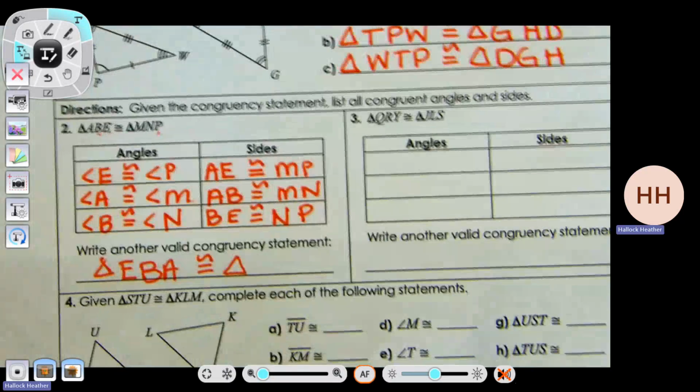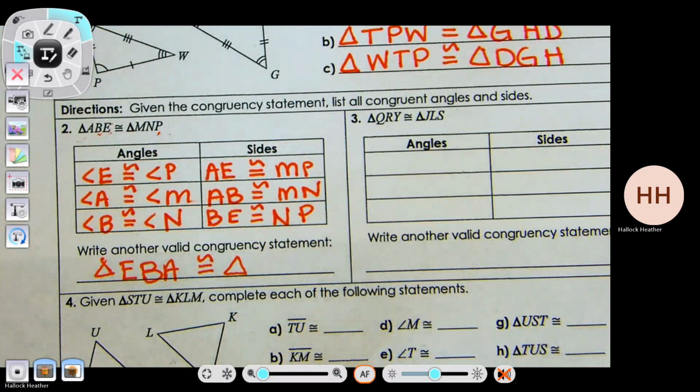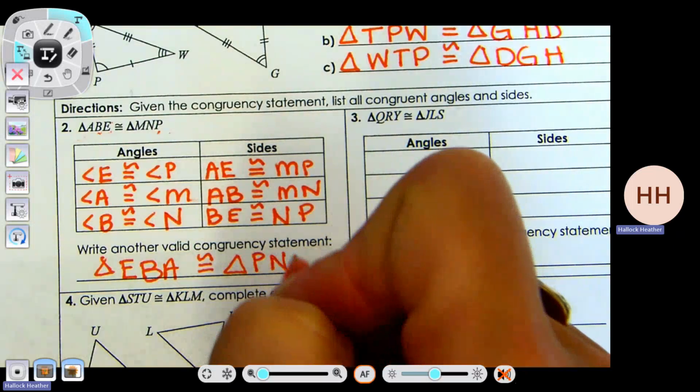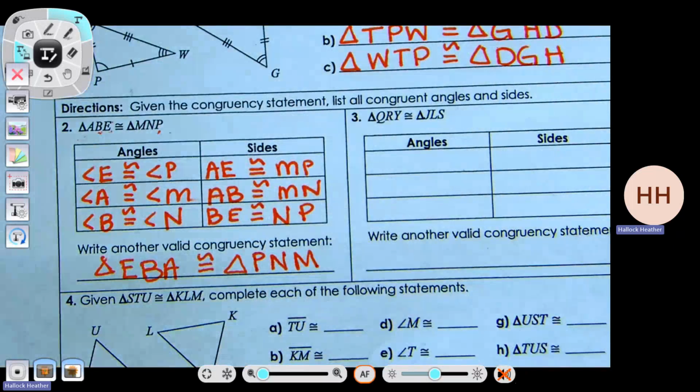Okay, so if I said EBA, then what's it have to be? PNM. PNM. Okay, we're gonna do one math problem and then I'll let you work on these. Let's go to number 6.